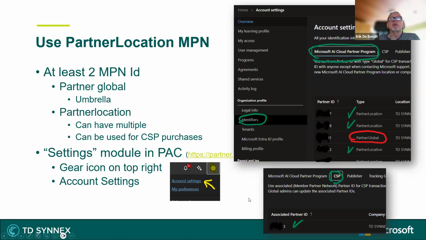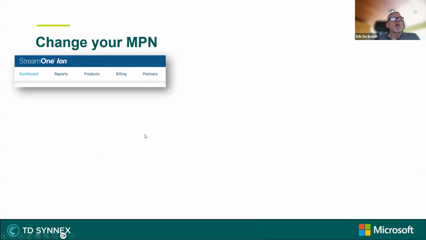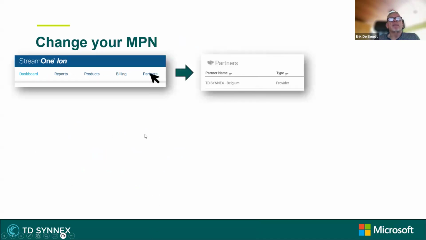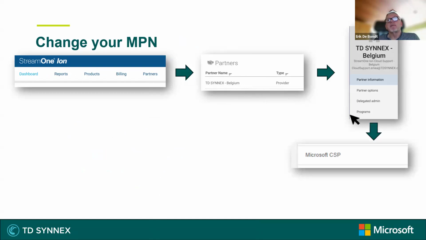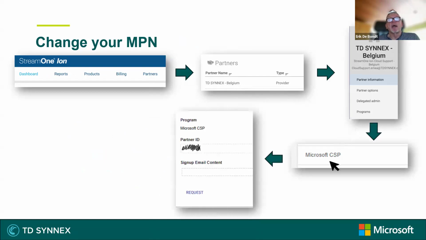It is important information. If you see that this is not the correct one that you're using in Ion, how can you find it? It's in partners, SYNNEX Belgium. You take the programs, go to CSP, Micro CSP, and then you get your partner ID, which is blurred because it's our own here. If the one here is not the same as the one you saw in your CSP in the Partner Center, then you need to change it.